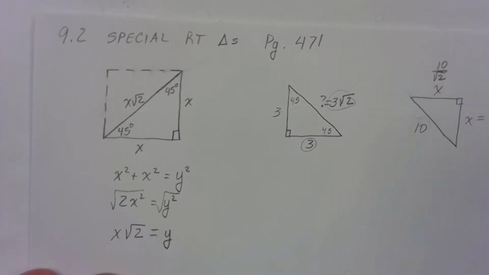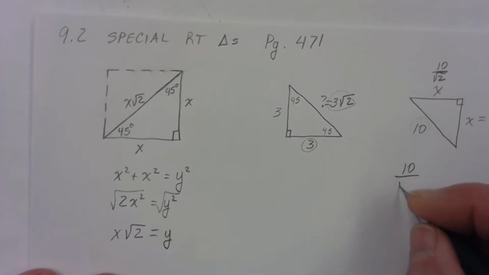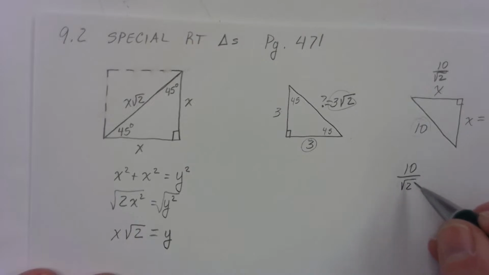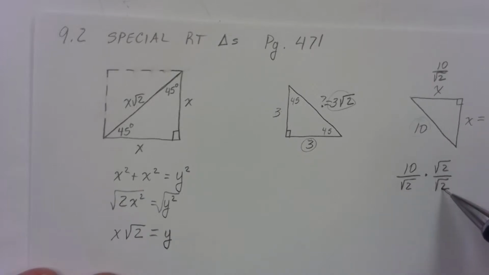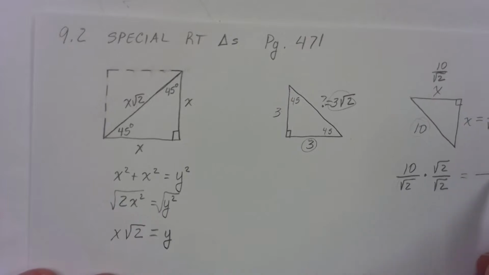Now, I personally will let you leave it like this. The author will not. He wants you to rationalize the denominator. So here's another math skill that you have to have. If the leg is 10 over root 2, you have to remember from Algebra 1 that if you want to rationalize this denominator, in other words, get rid of that radical in the denominator, we have to multiply by 1. And you're going, that's not 1. Yes, it is. Square root of 2 over the square root of 2. Why did I choose that? Because root 2 times root 2 is 2. It's the square root of 4, which is 2.